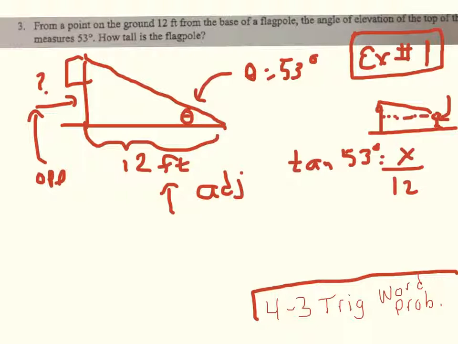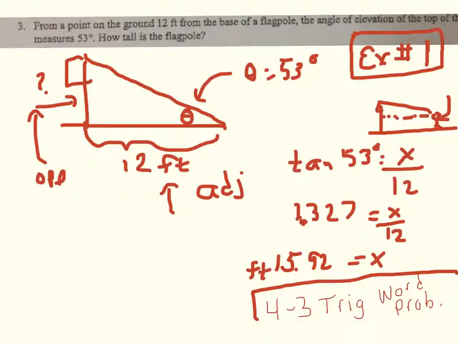Grabbing my calculator, I will then take the tangent of 53, and I get 1.327, and that equals x over 12. Cross multiply, multiply by 12, and you get an answer of 15.92 feet. And that's how you do example 1.